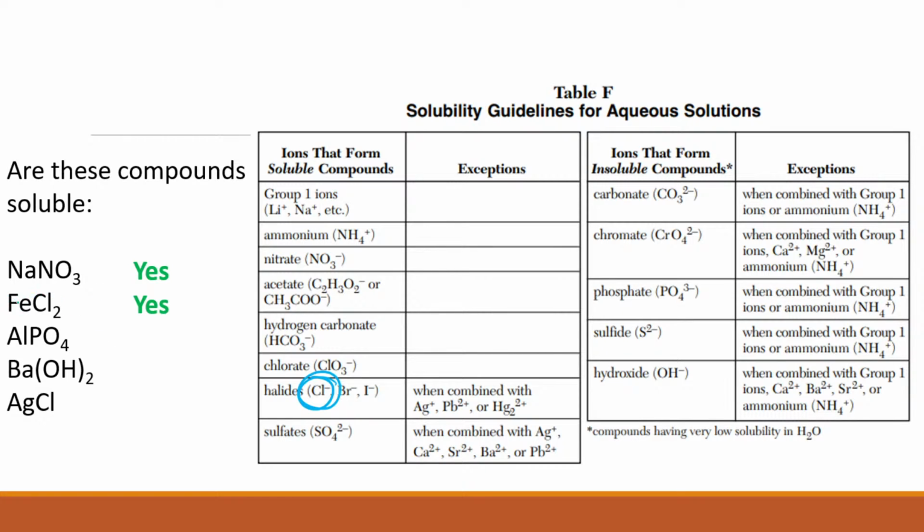The iron doesn't need to be on Table F for it to matter. As long as one piece of your compound, either the positive ion or the negative ion, is on the table, you can discover whether or not it is soluble.